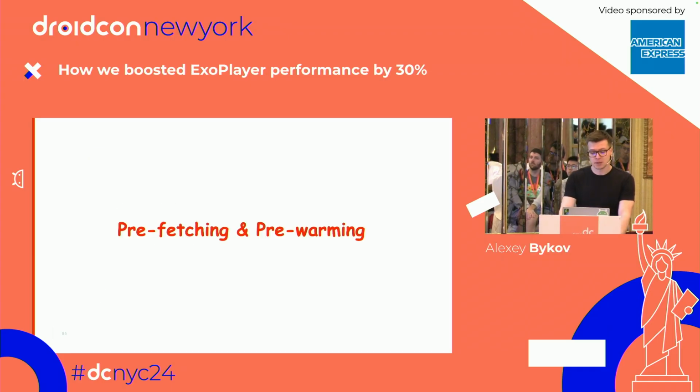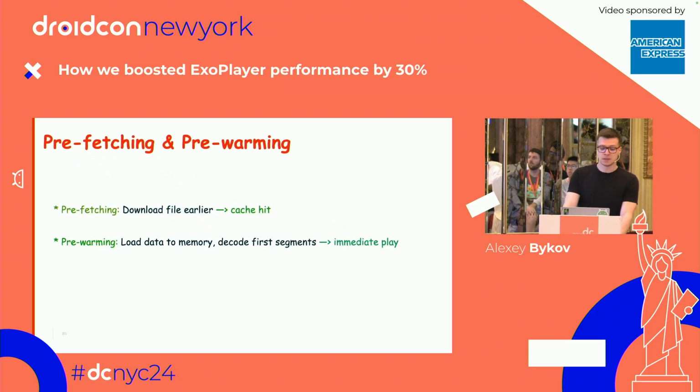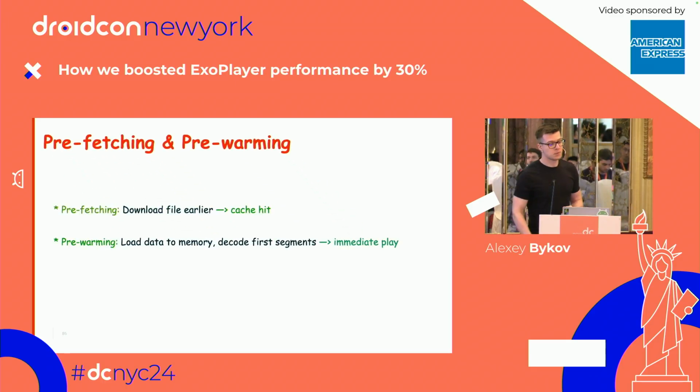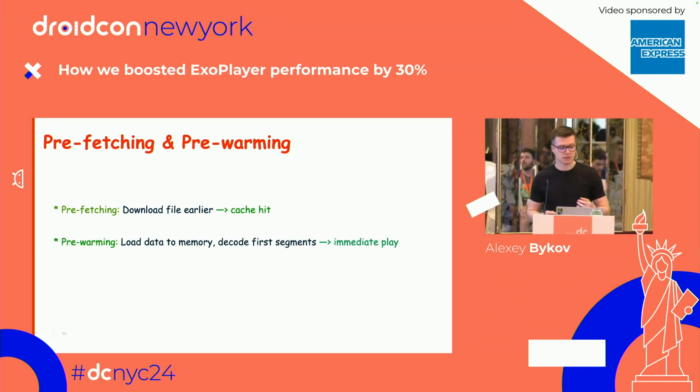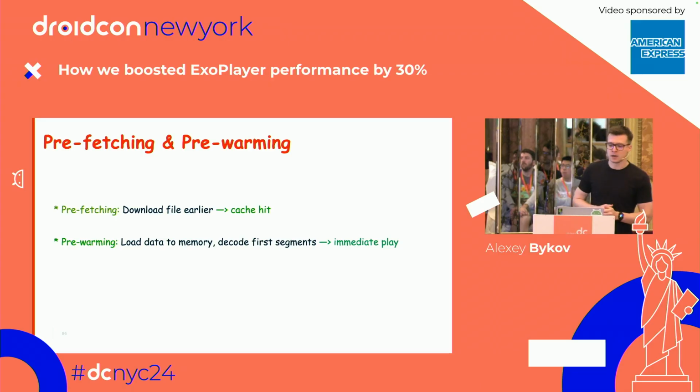Next one is prefetching and pre-warming. When I'm talking about prefetching, it's about downloading some file earlier to have a cache hit. And when I'm talking about pre-warming, it's basically loading data to memory and decoding the first segments, and whenever we ask ExoPlayer to play something, our video should be played immediately.